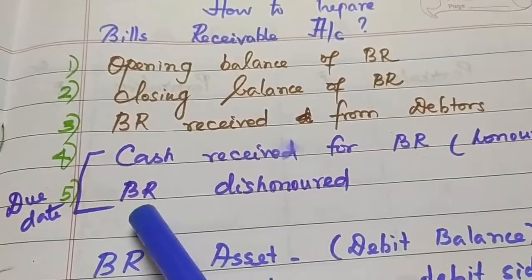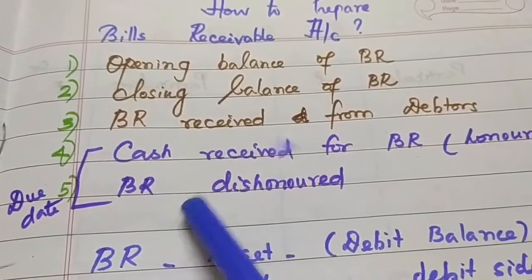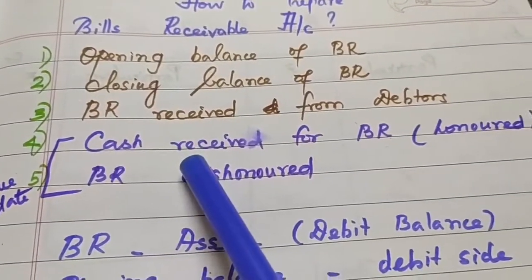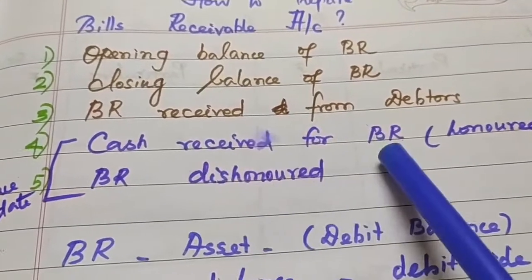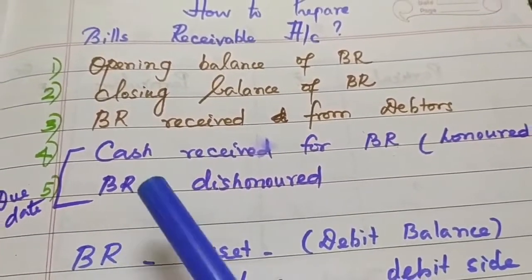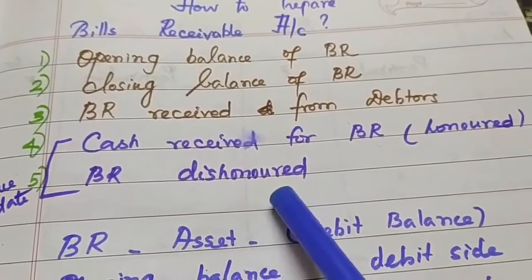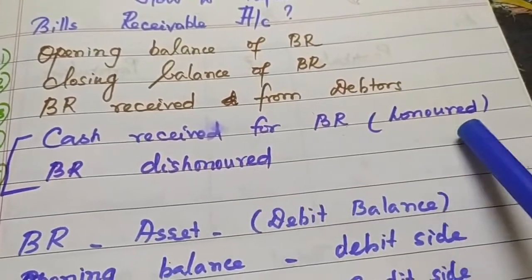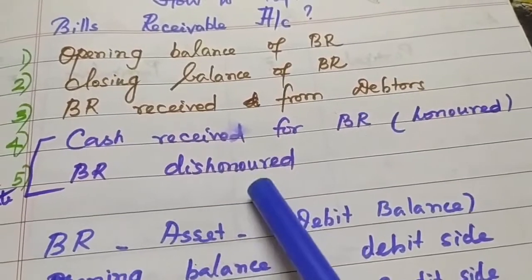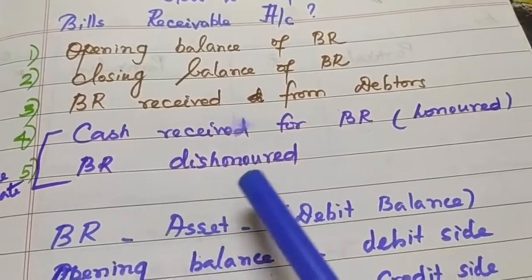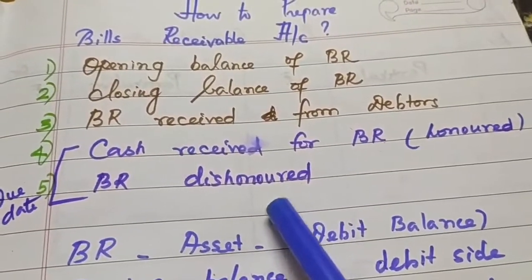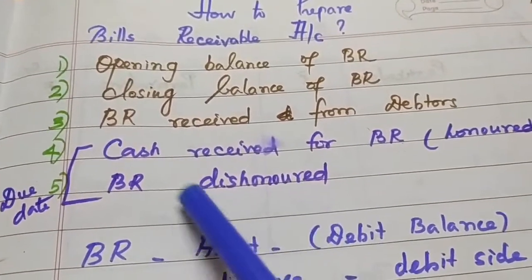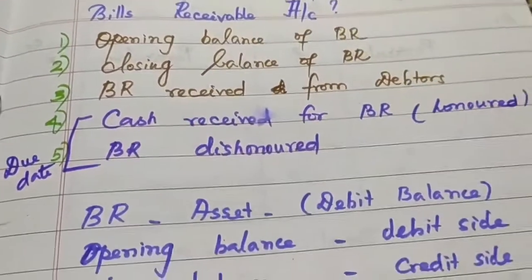Then on the due date, 2 transactions I already said. One may be cash received for bills receivable, another is cash may not be received for bills receivable. If cash is received, we are saying it is honored, and if the cash is not received, we are saying bills receivable is dishonored. Then let us see how to post these 5 transactions.